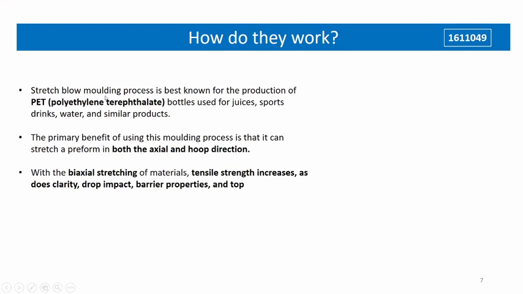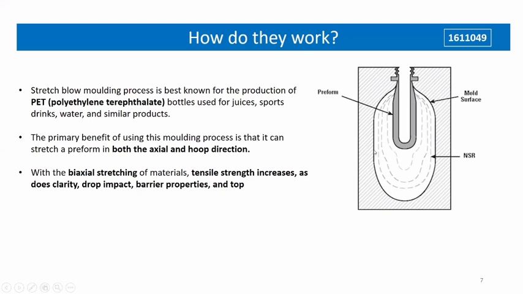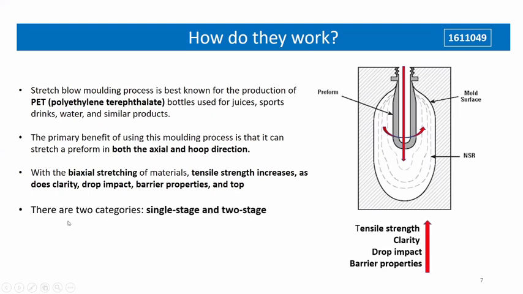So I will be discussing how the process works. The stretch blow molding process is best known for the production of polyethylene terephthalate, which is generally used for the production of juice, sports drink and water bottles. The primary benefit of this molding process is that it can stretch a preform bottle in both axial and hoop direction. With the biaxial stretching of the material, the tensile strength, clarity, drop impact, and barrier properties also increase. There are two types of processes. The first one is single stage and the second one is two stage process. I'll be discussing the single stage process.